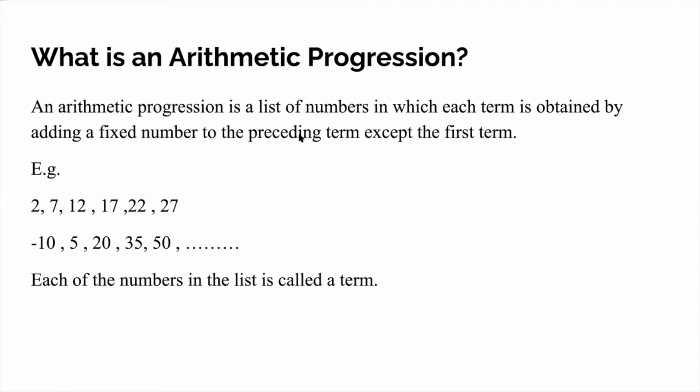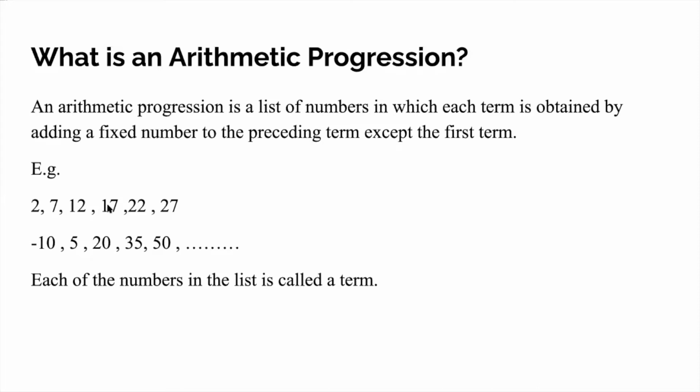So arithmetic progression is a list of numbers in which each term is obtained by adding a fixed number to the preceding term, except the first term. Except the first term, if you add a fixed number to the preceding term, you get the next term. For example, here, if you add 5 and 2, you get 7. Again, if you add 5 and 7, you get 12.